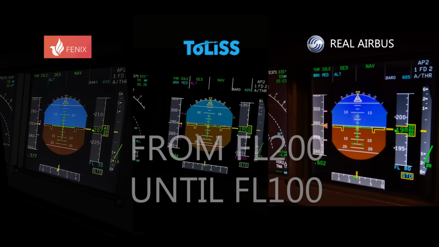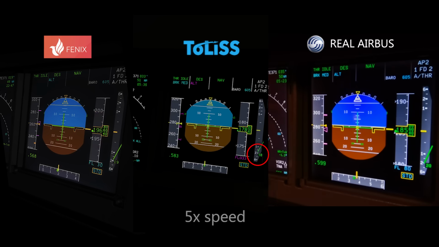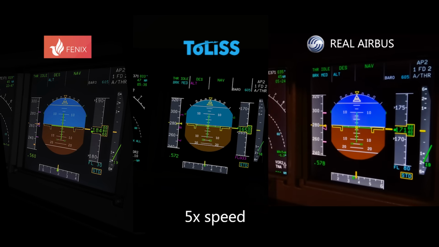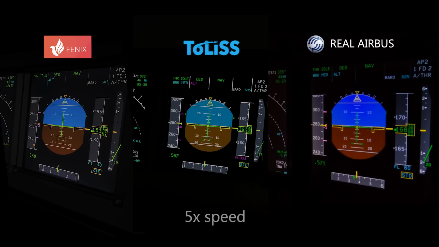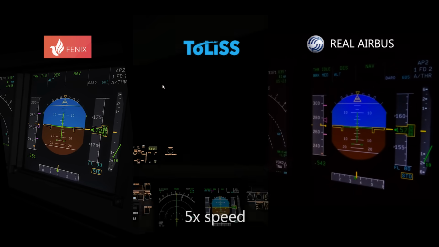You will notice that the airplane continues to descend at 2,000 feet per minute, the TOLISS a little bit less at 1,700 feet per minute, and the Fenix around 1,800 feet. The next phase will synchronize the airplanes arriving at 10,000 feet and 250 knots. And we're going to compare the behavior before this phase.